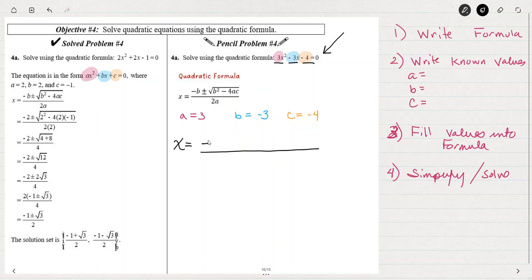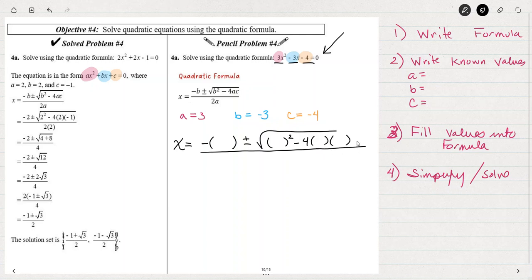Next, I'm going to write out this formula again. Watch what I'm going to do here. I'm going to write the opposite of B, but I'm going to leave the B as empty parentheses. And then B squared, again, empty parentheses. Minus 4 times A times C.